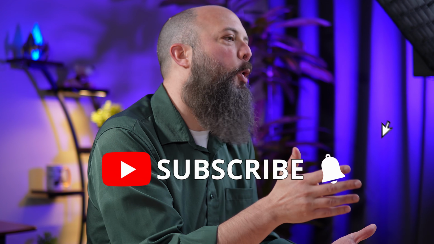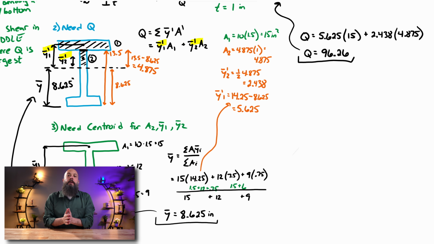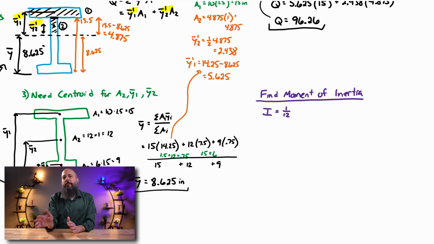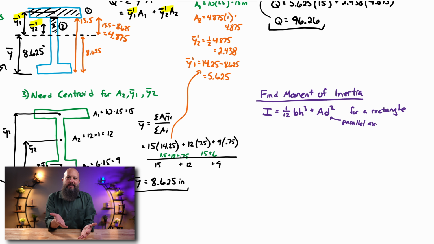It seems like we've already solved a million problems in this problem, but we still can't even find V yet. We still need moment of inertia. These problems are very long. So moment of inertia for a rectangle, 1/12 BH cubed plus AD squared. For that, AD squared is the parallel axis theorem.